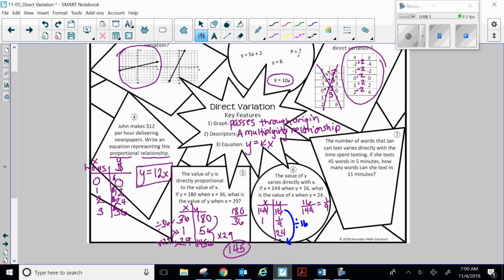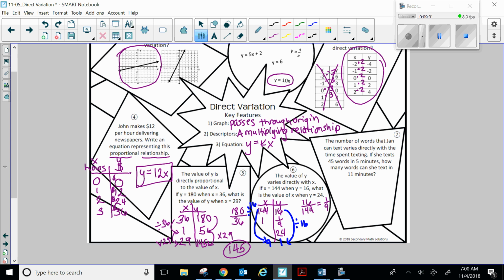And I can get 1. That means I'm going to divide 144 by 16. So I'm kind of taking a roundabout way because I'm having a hard time figuring out what to do with my 1/9. And if it varies directly, that means I can do this because it's a proportional relationship. So I'm going to do 144 divided by 16, and I'm going to get 9.